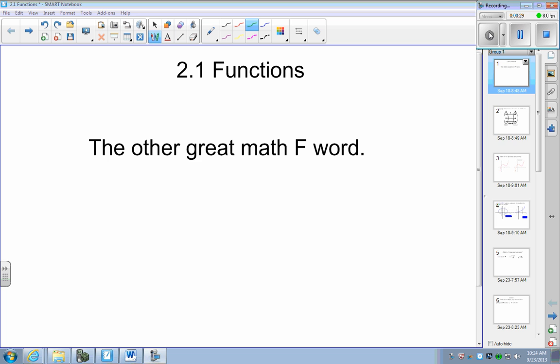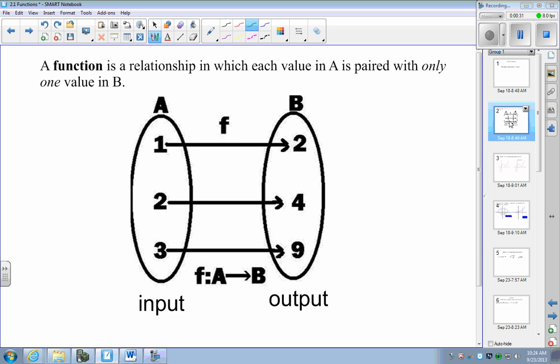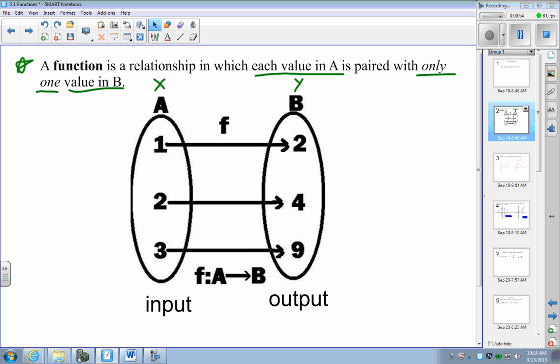All right, let's get started. So up here, we have our mathematical definition of function. But what you guys really need to get out of it is that each value in A, just like our x, is paired with only one, an emphasis on only one, value in B. And B is a lot like our y. And so A is our input, and B is our output.